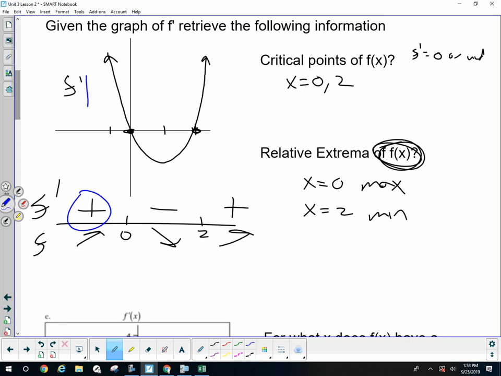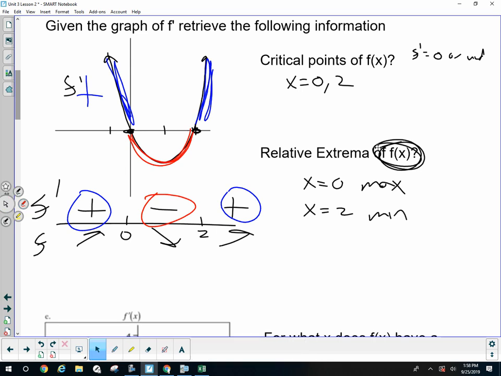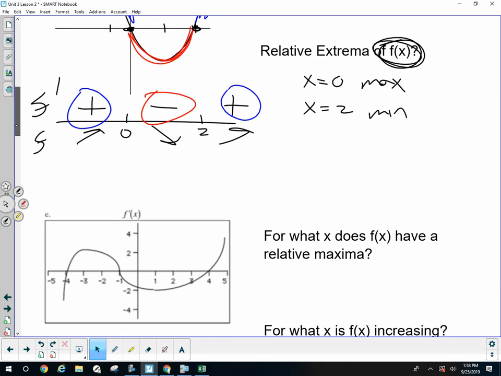These are positive values of F prime. These are negative values of F prime. Signs of a derivative tell us if something is increasing or decreasing. Okay, the next one is very similar.